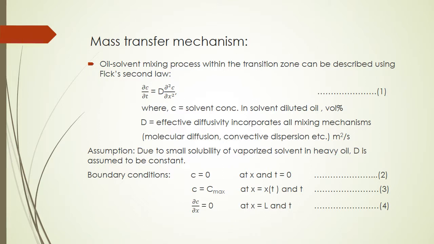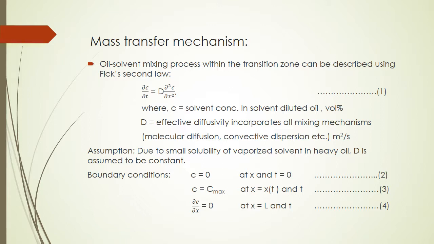Here, the first mechanism we consider is the mass transfer mechanism. At the transition zone, the oil-solvent mixing process can be modeled using Fick's second law, that is, ∂C/∂t = D ∂²C/∂x², where C is the solvent concentration in solvent-diluted oil, and D is the effective diffusivity, which incorporates all mixing mechanisms. To simplify the model, I have assumed only one effective diffusivity, which includes both molecular diffusion and convective dispersion. Due to the small solubility of vaporized solvent in heavy oil, I have assumed D as a constant.